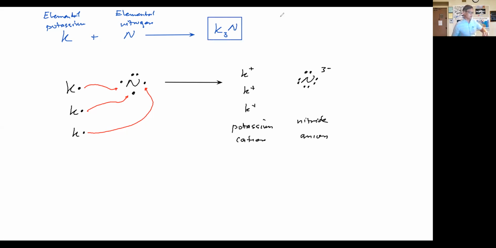I hope you're following along and you see that the charges do cancel out. Each of these is a +1, but we have 3 of those. And one of these has a -3 charge, so the net charge is going to be 0. The compound will have a net charge of 0. Let's go ahead and name this compound. The cation is the potassium cation. In the name of the compound, we don't include the term cation or the term anion. Then we write down the name of the anion, which is the nitride anion. So this compound is called potassium nitride.